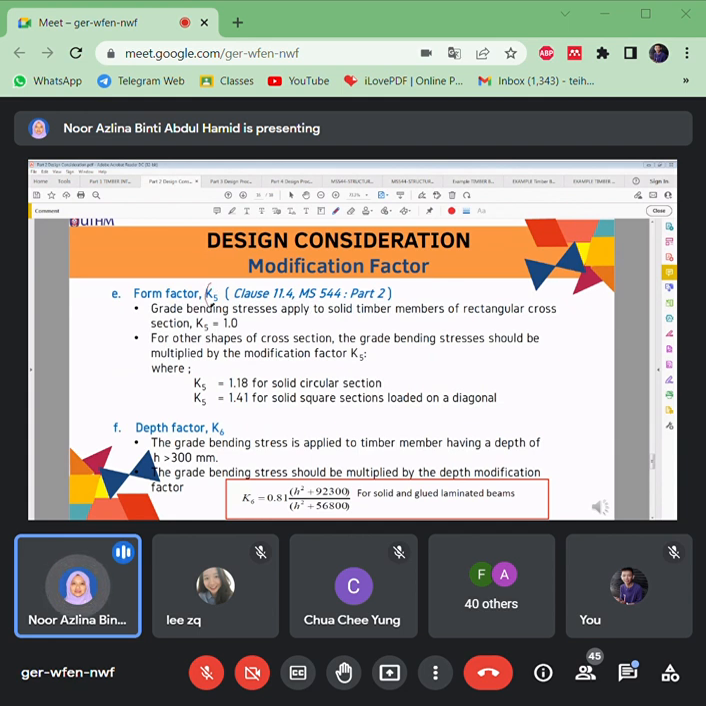Okay, then K5 is easy, it is about the shapes of that timber. For rectangles, you have to use K5 is 1.0. For other shapes, circular sections, if circular, K5 is 1.18. For solid square, where all the sides are the same size, K5 is 1.41. Okay, that is for the K5.